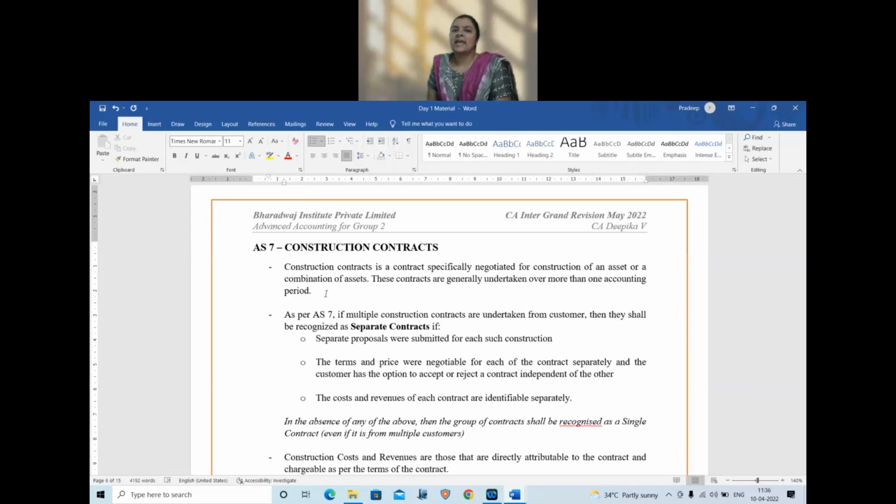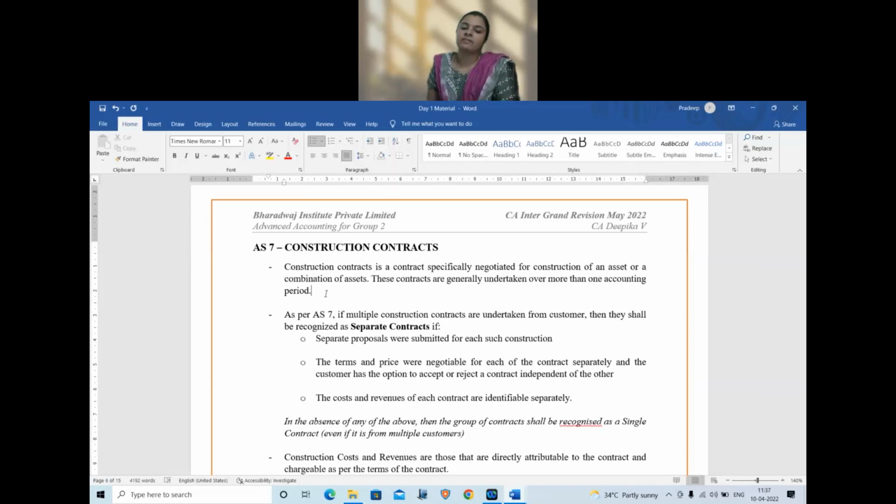Friends, what is AS 7? It is going to speak about contracts for construction, and the purpose is to account for these contracts not from the books of the person for whom the construction is made. It is from the books of the person who is making the construction. So basically, the person who undertakes the construction contract and how accounting has to be made in his books. That is all AS 7 is about.